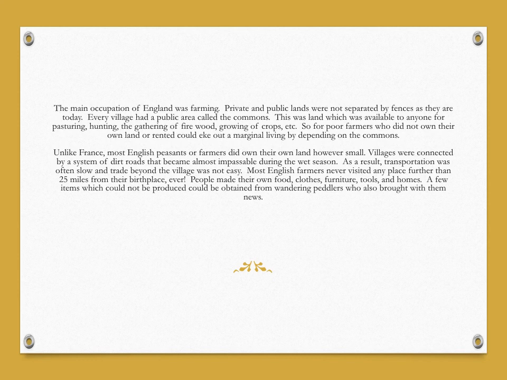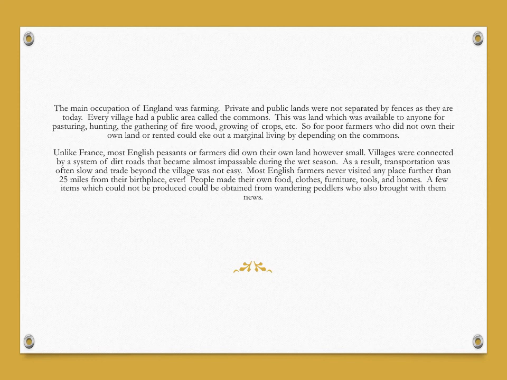Villages were connected by a system of dirt roads that became almost impassable during the wet season. As a result, transportation was often slow and trade beyond the village was not easy. Most English farmers never visited any place farther than 25 miles from their birthplace, ever.